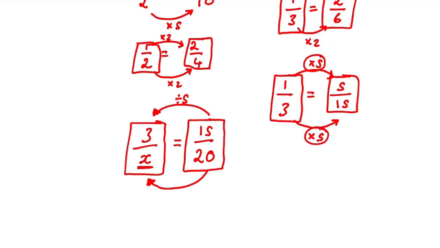If we're going from a bigger fraction to a smaller fraction, we divide. And if we're going from a smaller fraction to a bigger fraction, we multiply. So in this case, we're going from a bigger fraction to a smaller fraction. That's why we're dividing. So 15 to get to 3, we divide by 5. As someone said in the chat, 20 divided by 5, and we would get x equals 4. x equals 4 as our final answer.